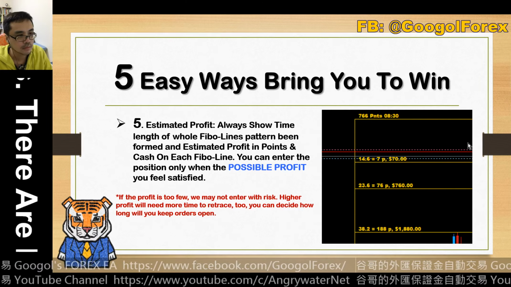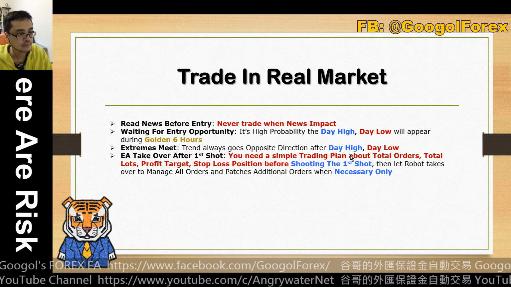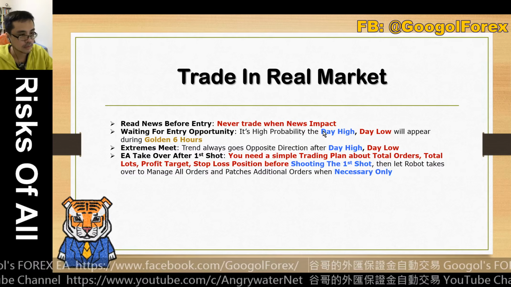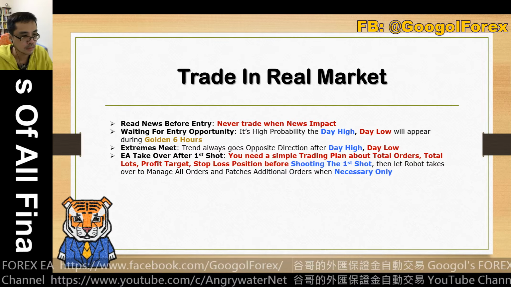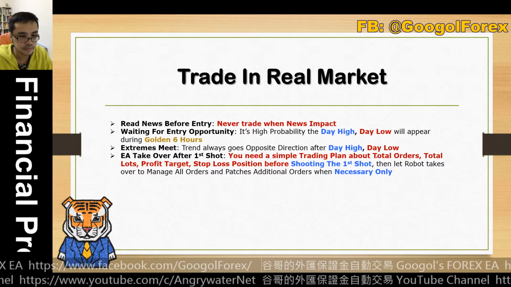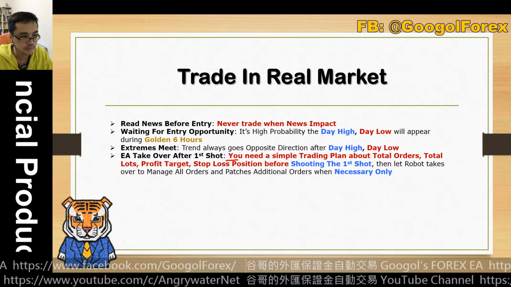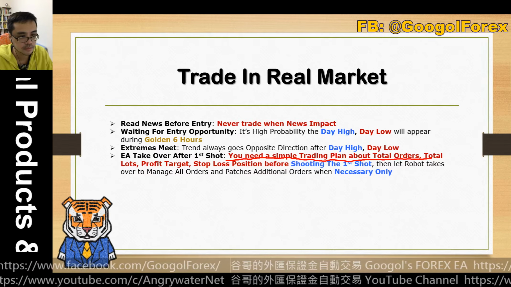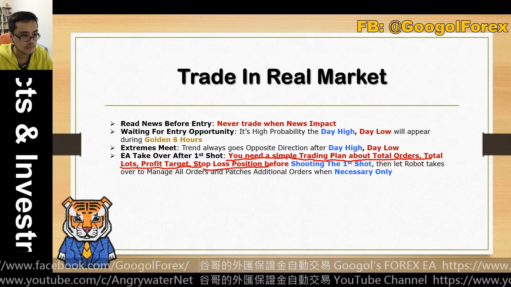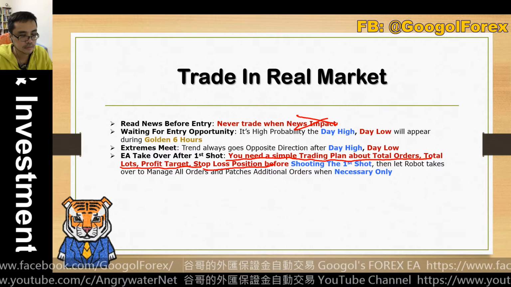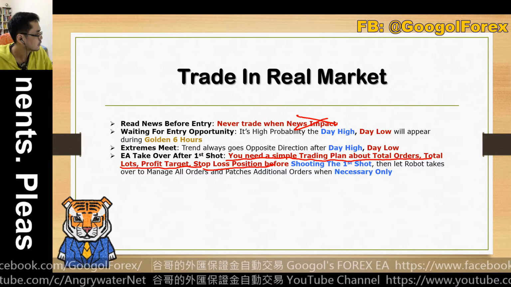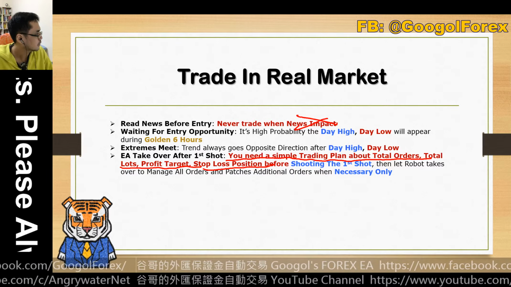Let's sum up with a simple conclusion. All you need is a simple trading plan about total orders, total lots, profit target and stop loss position before shooting the first shot. Then let the robot take over to manage all orders and patch additional orders only when necessary. Just don't enter any trade near or during high-impact news events. And be patient and wait for the extreme positions to appear in particular periods of time in the current day.